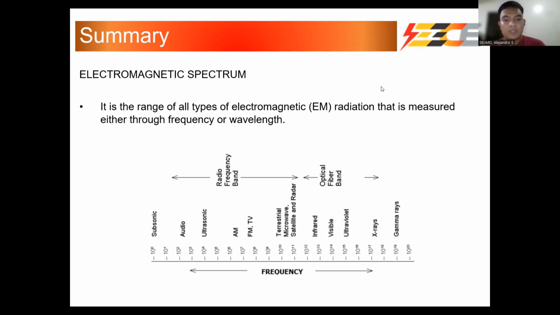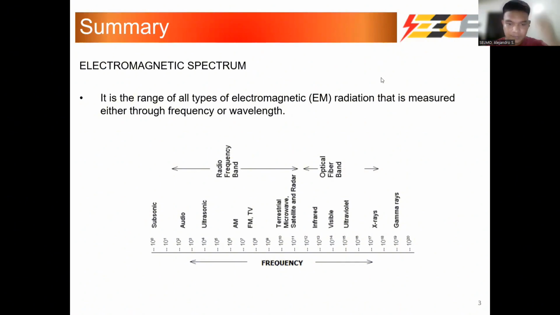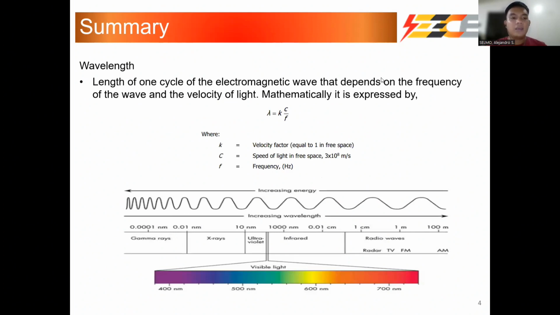Next, we have the optical fiber band. So here in the optical fiber band, the frequency gets massive, or it is too large for us to measure conveniently. So instead of measuring it in frequency, we measure it in wavelengths. So what is a wavelength? A wavelength is the length of one cycle of the electromagnetic wave that depends on the frequency of the wave and the velocity of light.